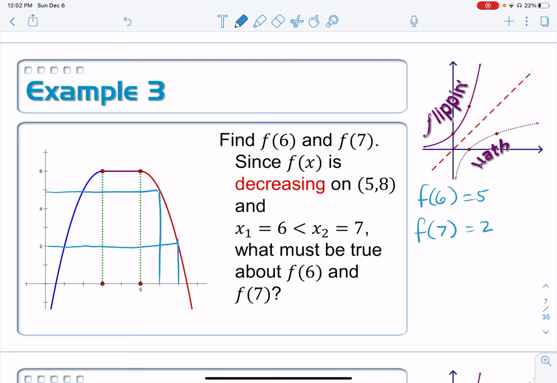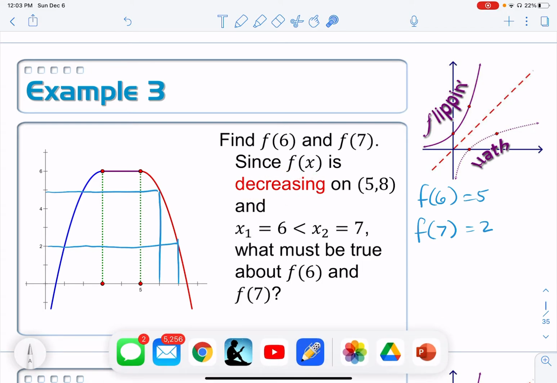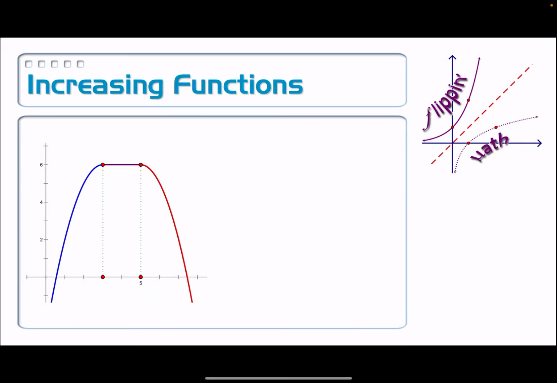Okay, so this time, decreasing. It's going downwards, right? And we notice that obviously the 6, that x value, is less than this 7 x value, but the y value is bigger for 6 than it is for 7. Another way of saying this is as the x's get bigger on your interval, your y values are getting smaller. That's what's happening on an interval over which your function is decreasing. Okay, let's fast forward here.